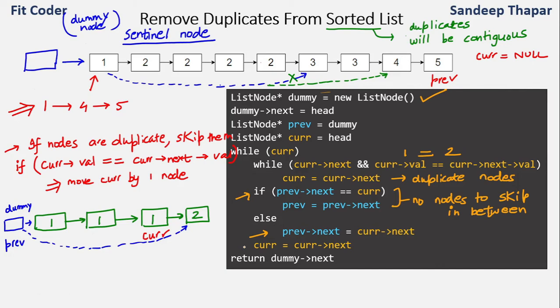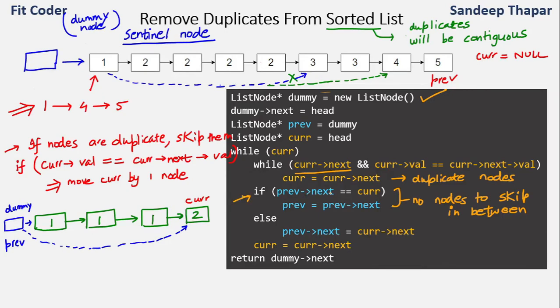And then we move current by one node. So current will come at the last node, which is 2. In the next step, we come in this while loop, we check current next. So since current is the last node, current next is null. So this while condition is false. We come in the if condition.